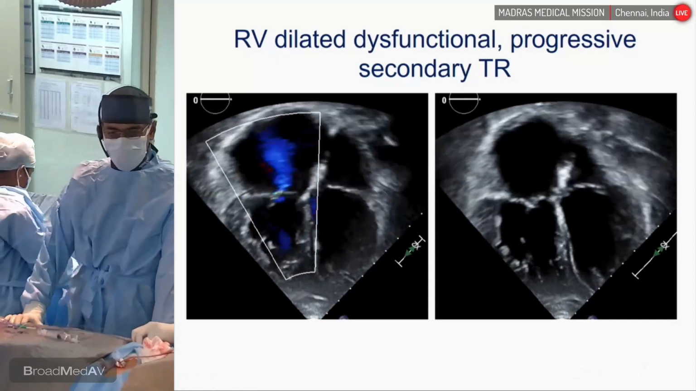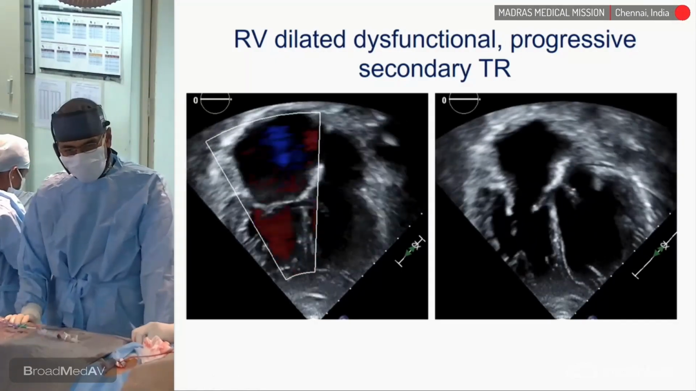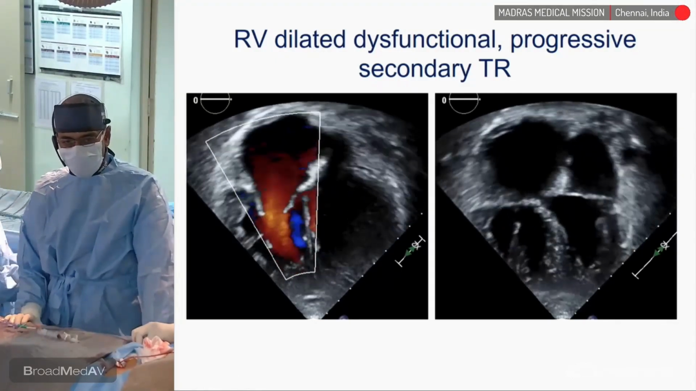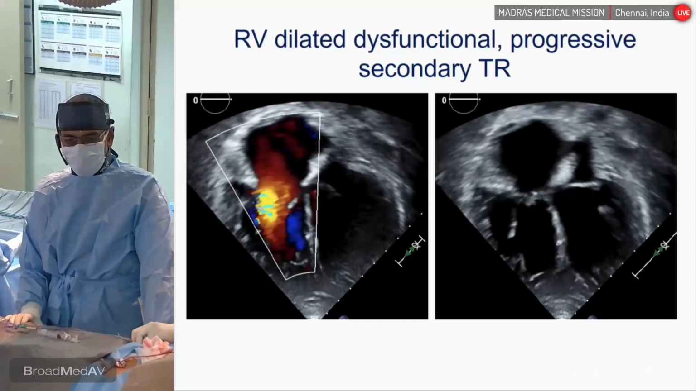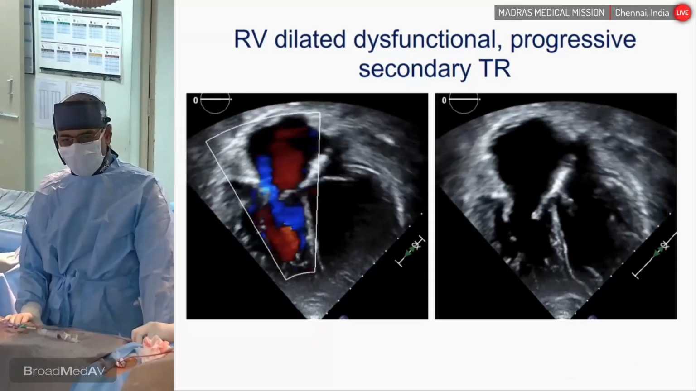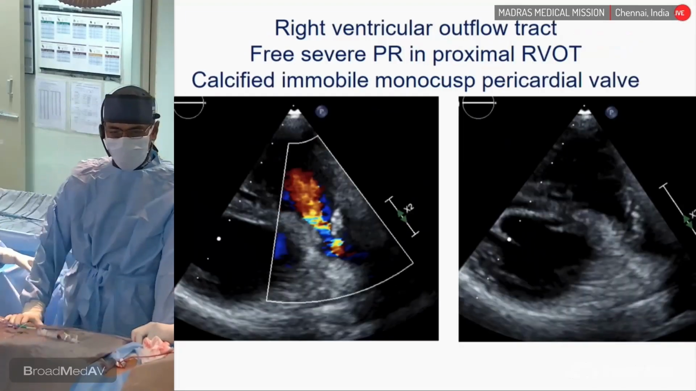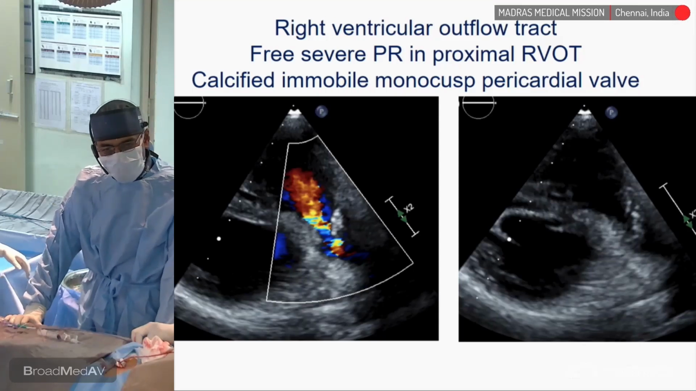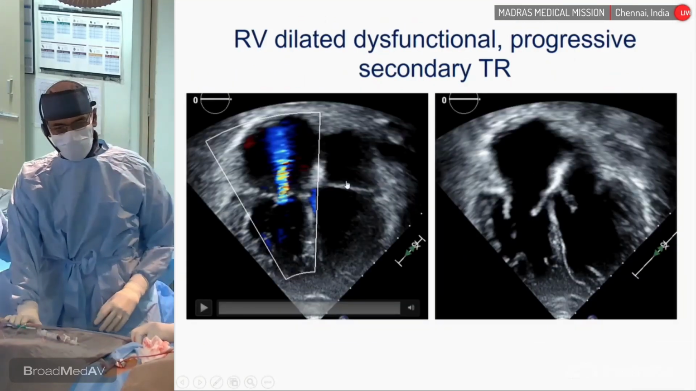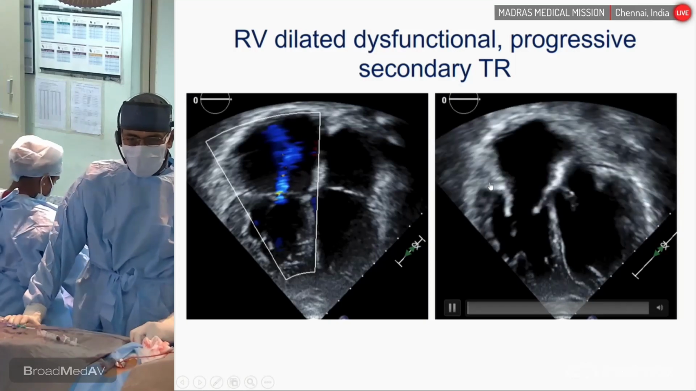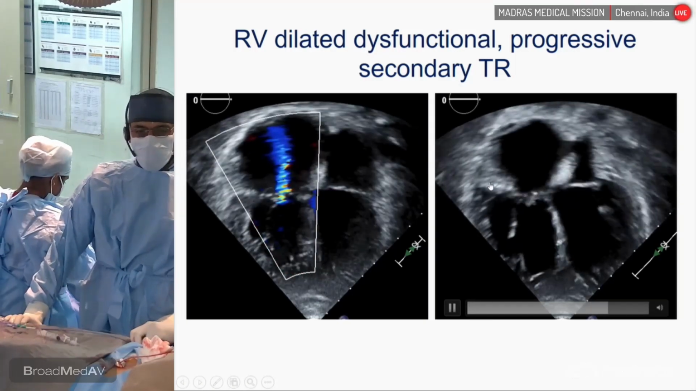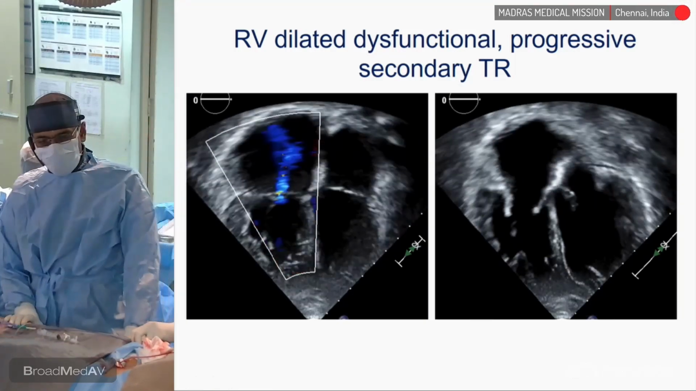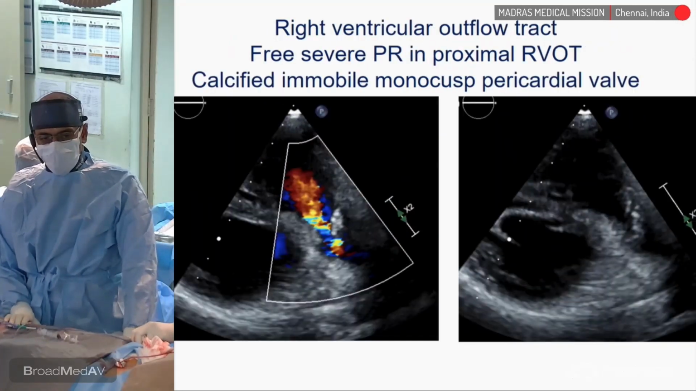This is the right ventricular 4-chamber view showing a tricuspid regurgitation and a moderate dysfunction of the right ventricle. We can appreciate the dilatation of the right ventricle and the dysfunctional right ventricle.